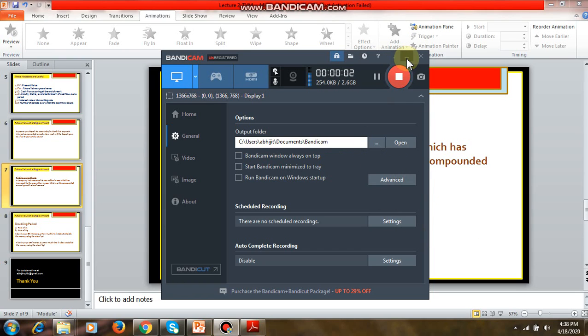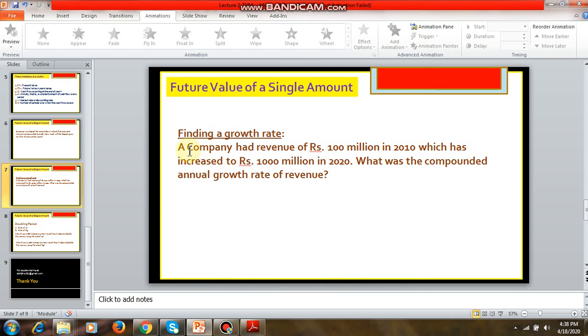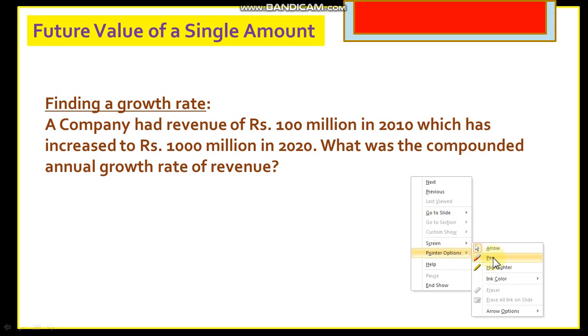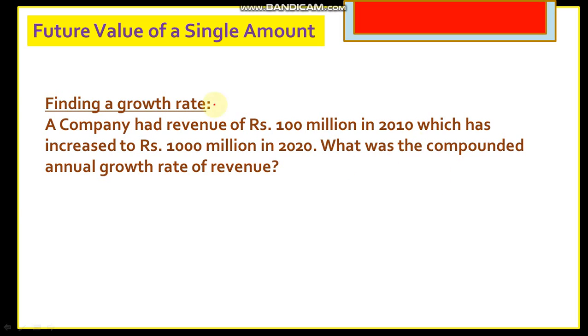So we can give you the same problem in a different way, right? A company had revenue of rupees 100 million in 2010, which has increased to rupees 1,000 million in 2020. What was the compounded annual growth rate for the revenue?